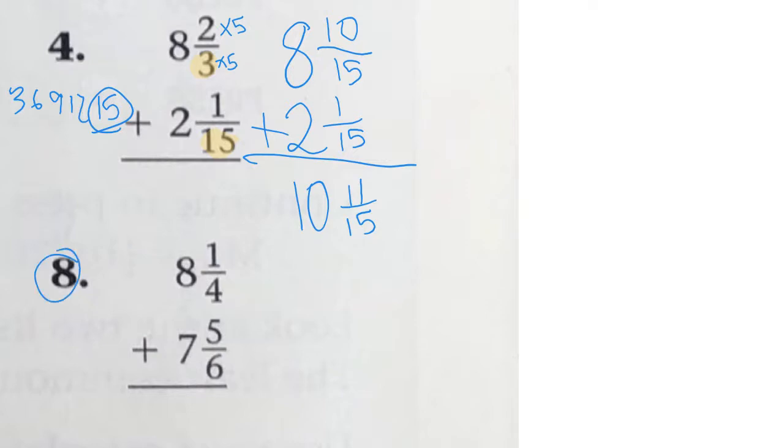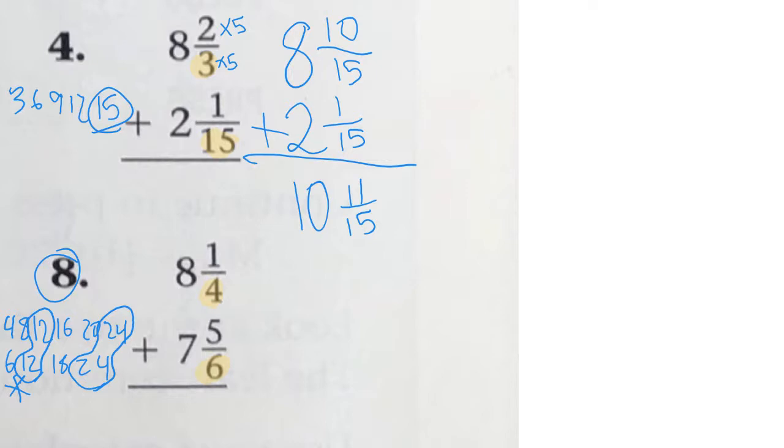Let's take a look at number 8. We have 4 and 6 as the denominators. We need to turn those into like fractions. Multiples of 4 would be 4, 8, 12, 16, 20, 24. Multiples of 6 would be 6, 12, 18, 24. We have a couple of matches. 24 and 12 match. Let's use the first one. The least common multiple is 12.